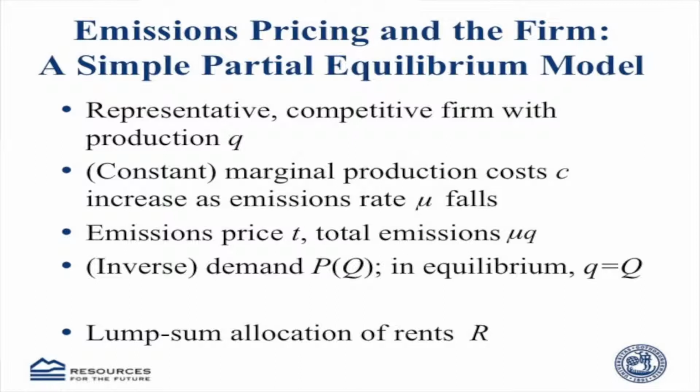In this case, total emissions are going to be your emissions rate times output, and you're facing an emissions price of T. You face a demand for this product, an inverse demand, so the price is going to be a function of the total quantity produced in the sector. So in the equilibrium, what this representative firm wants to supply has to equal what's demanded at that price. And we can also think about a lump sum allocation of rents that may be R.